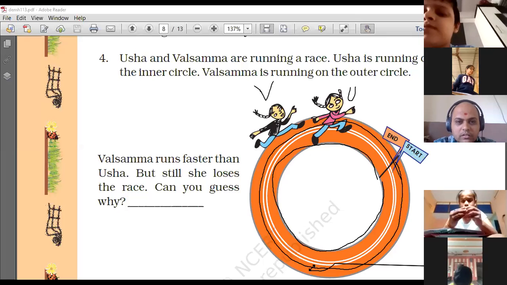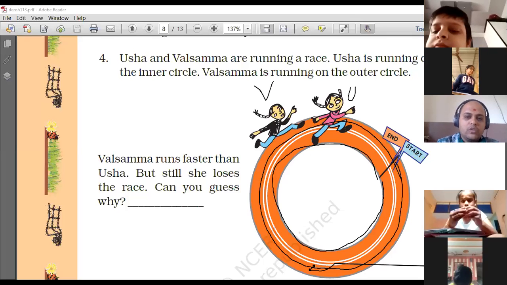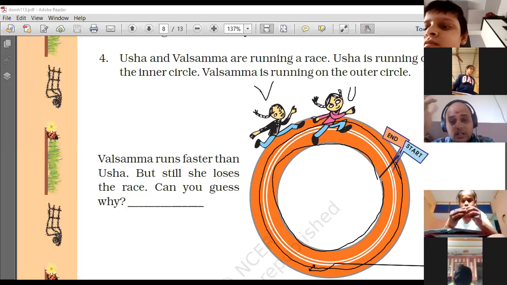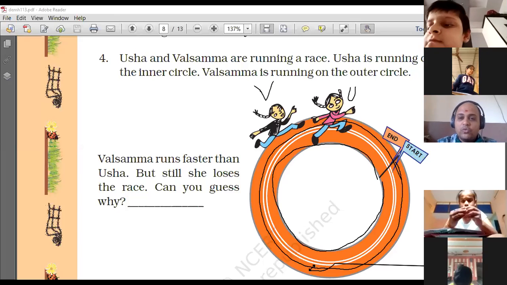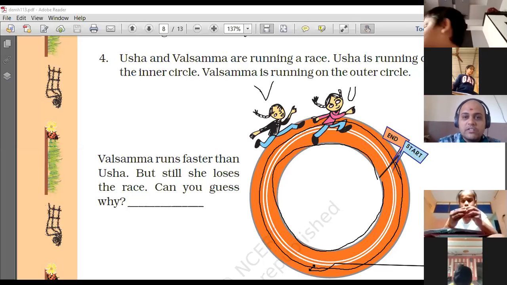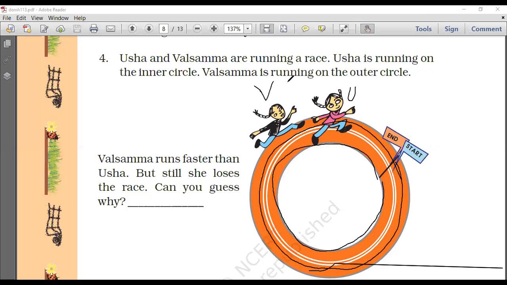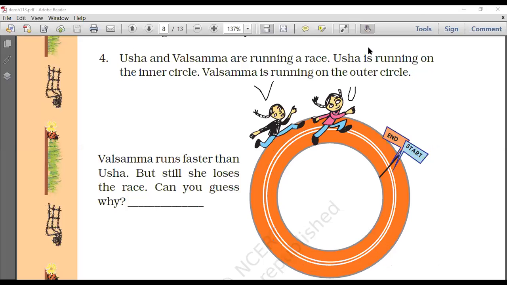What happened here? Okay, that's good. Now, they should run the same distance, but here Valsamma and Usha are not running the same distance. Right? They are not running the same distance. Then what should we do? Where should they start and where should they end?